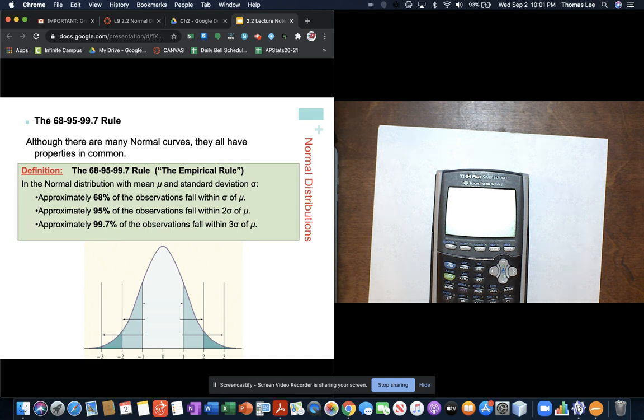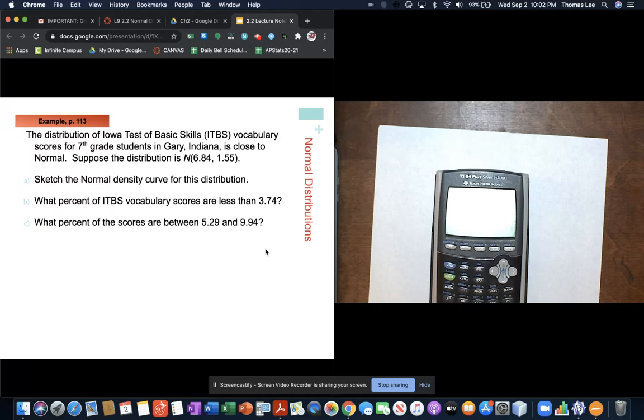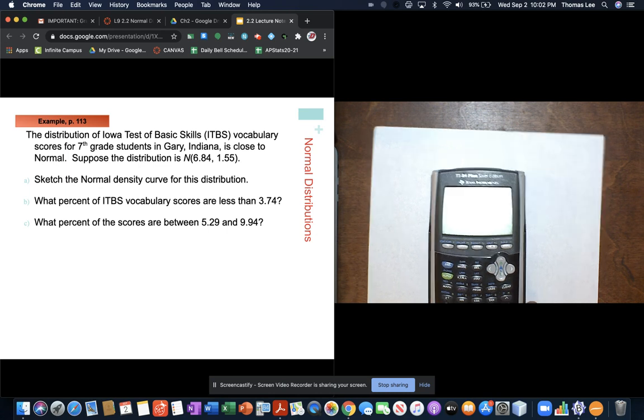That's where we pretty much ended off, okay? And now what we're going to do is go to calculations. The distribution of Iowa Test, the ITBS vocabulary scores for 7th grade students in Gary, Indiana is close to normal. It's not perfectly normal, but the normal model is a good approximation for those actual results.